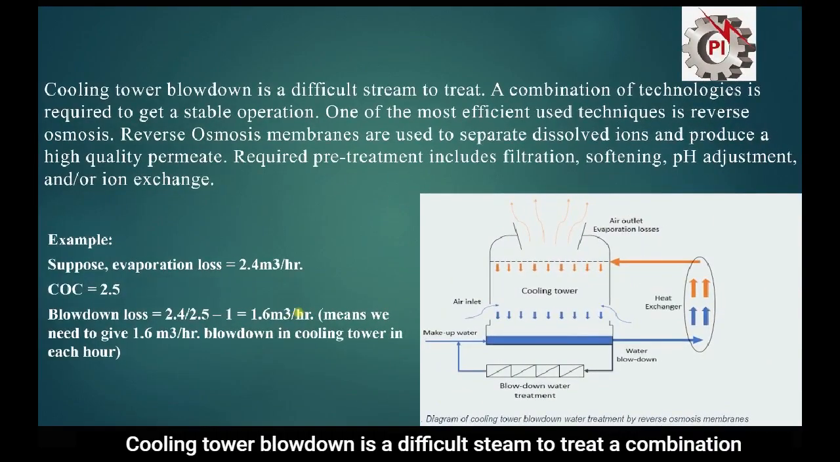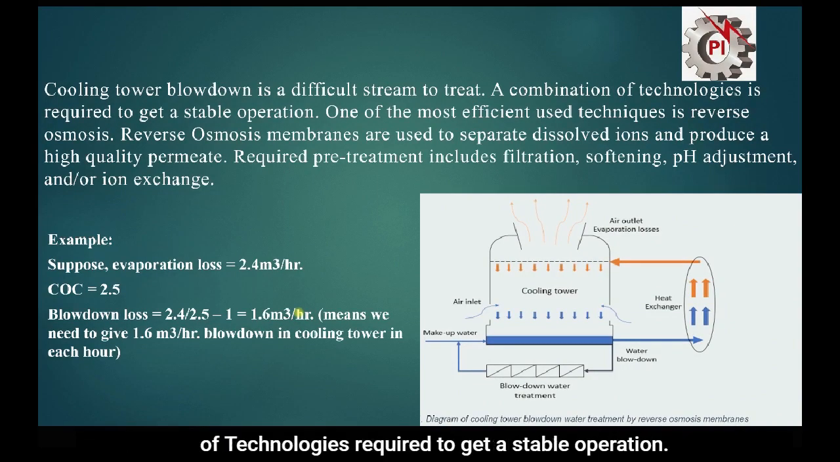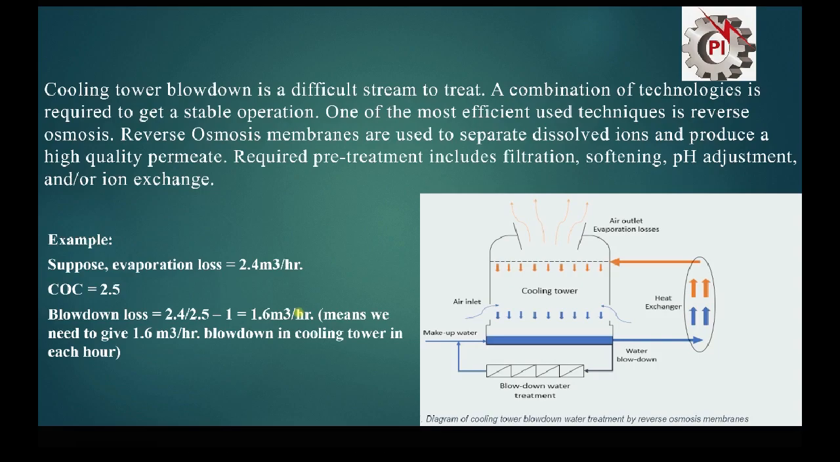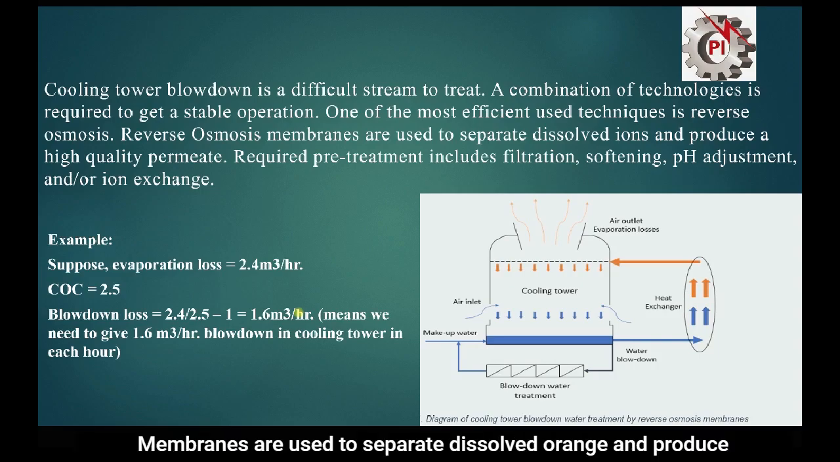Cooling tower blow down is a difficult stream to treat. A combination of technologies is required to get a stable operation. One of the most efficient techniques used is reverse osmosis. Reverse osmosis membranes are used to separate dissolved ions and produce a high quality permeate. Required pre-treatment includes filtration, softening, pH adjustment and ion exchange.